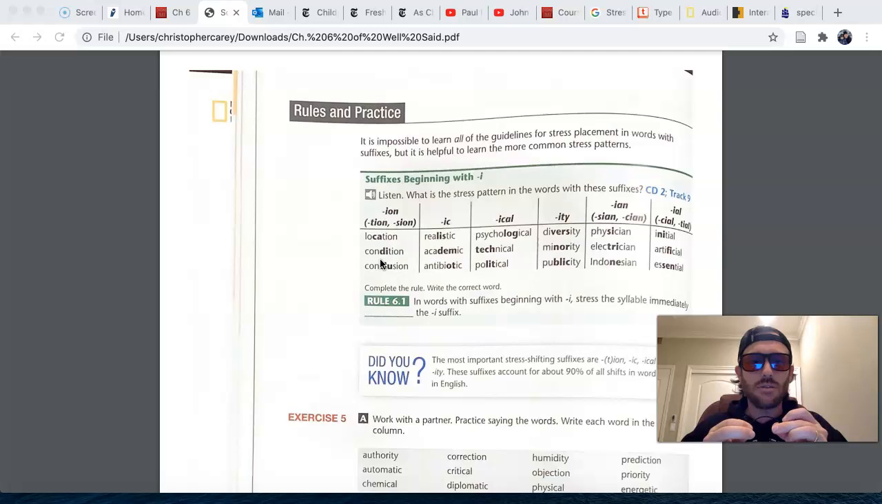Location, condition, conclusion. And notice how the vowels in the unstressed syllables are reduced to that schwa. Conclusion, condition, location. Maybe the O sound, not so much here in location, but you can see in the other ones, they do.